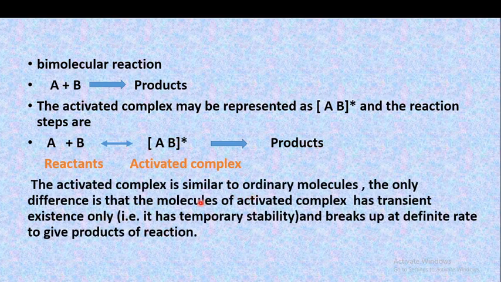The activated complex is similar to ordinary molecules. The only difference is that the molecules of the activated complex have only transient existence, means only temporary stability, and break up at a definite rate to give products of the reaction. So the reactants A and B form the activated complex, which has only transient existence, and it breaks up to form the products, or it may form the reactants again.